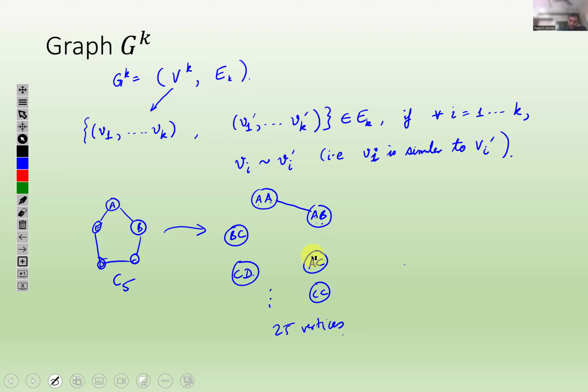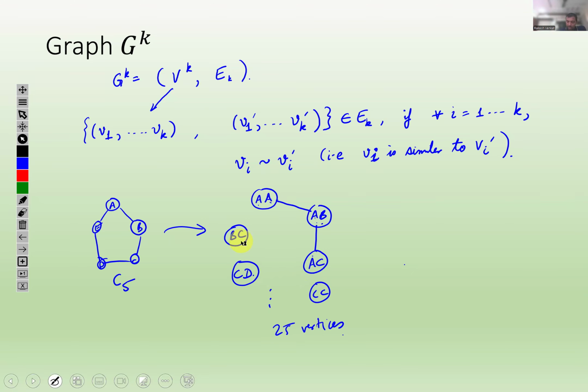So the first coordinate A is similar to A, and B is also similar to C. Yes. So there will be an edge here. What about AC and CC? No edge, right? Because the first coordinate A is not similar to the first coordinate C in the second vertex. Okay. Similarly, there's no edge between AC and CD.